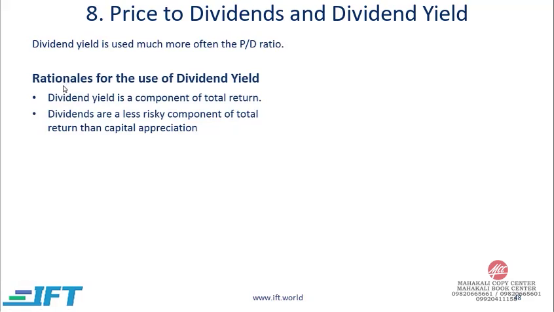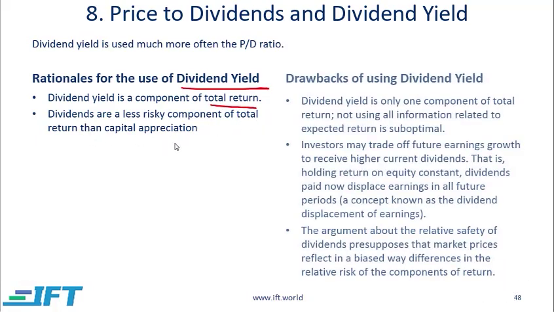First, let's talk about the rationales for using dividend yield. Dividend yield is a component of total return, and dividends are a less risky component of total return than capital appreciation. And these are the drawbacks. Dividend yield is only one component of total return. Not using all information related to expected returns is suboptimal. Investors may trade off future earnings growth to receive higher current dividends. In other words, if you as an investor demand high dividends, what are you compromising? You are compromising future growth.